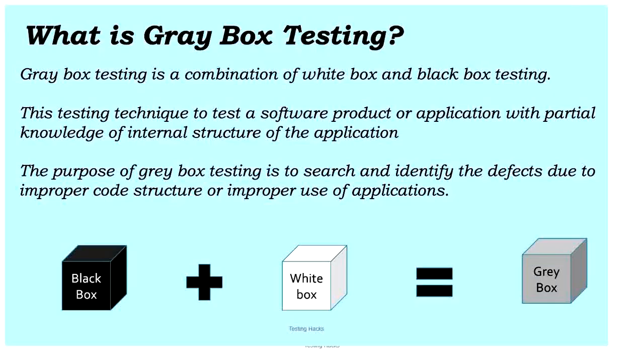What is gray box testing? Gray box testing is a combination of white box and black box testing. This testing technique is used to test a software product or application with partial knowledge of the internal structure of the application. The purpose of gray box testing is to search for and identify defects due to improper code structure or improper use of the application.